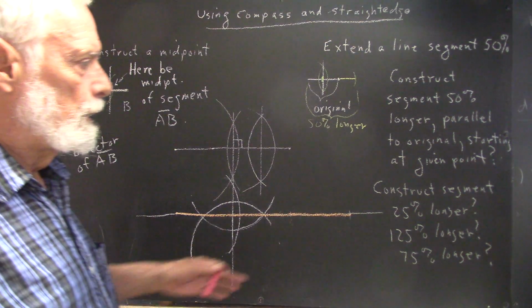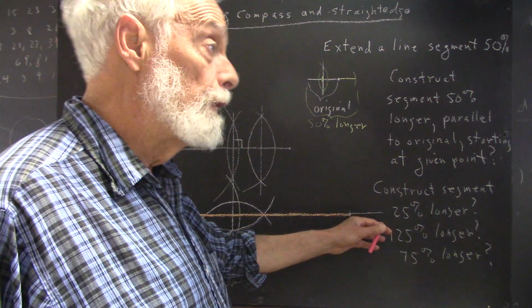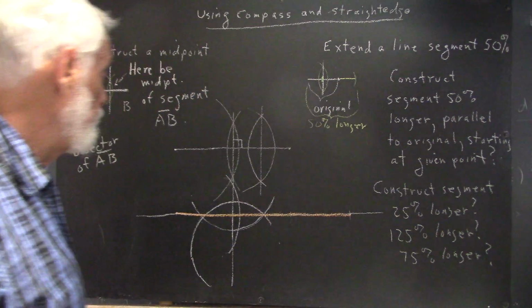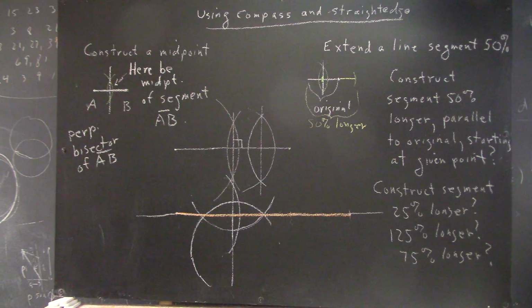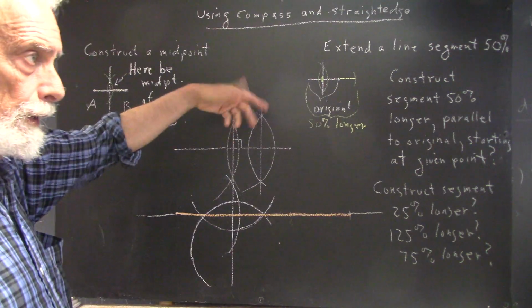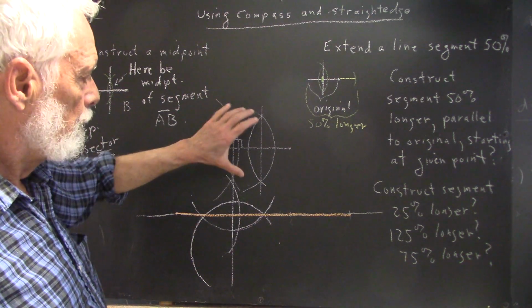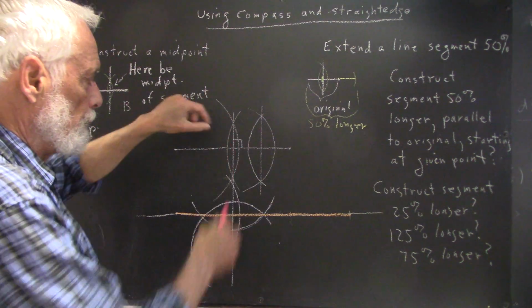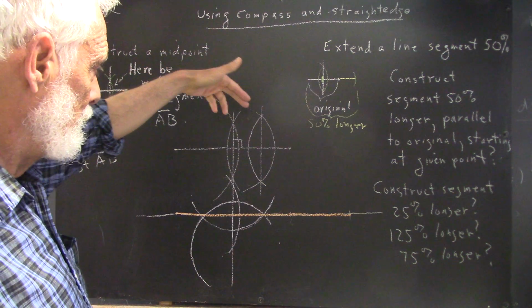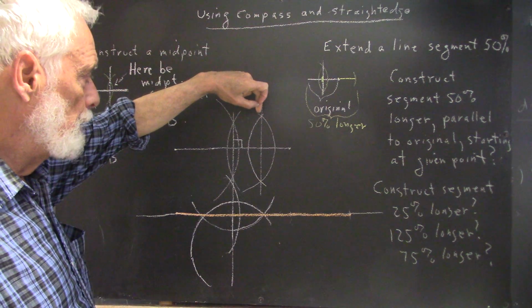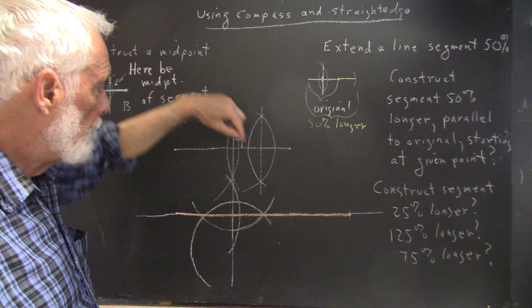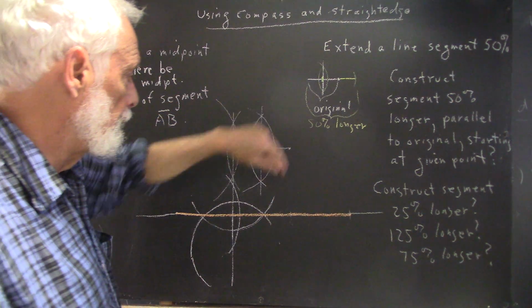Now, what if I wanted our segment to be 25% longer rather than 50% longer? Well, I've already done this. I didn't feel the need to fumble around with the instruments on the screen, but I went ahead and bisected the segment from here to here.